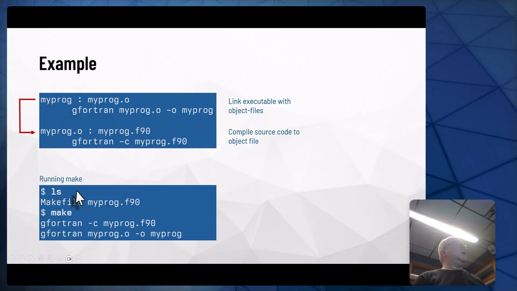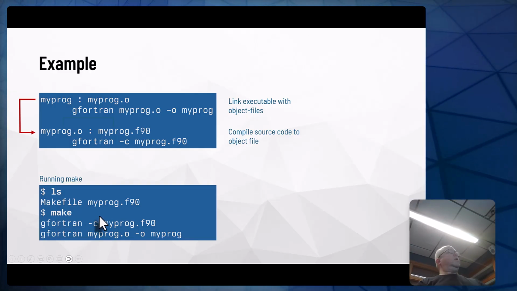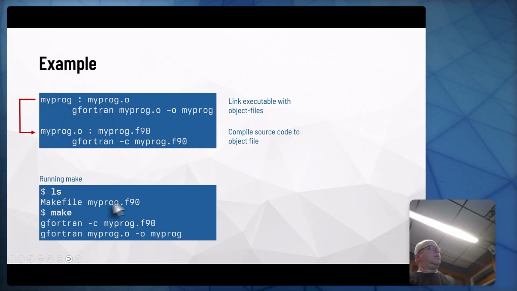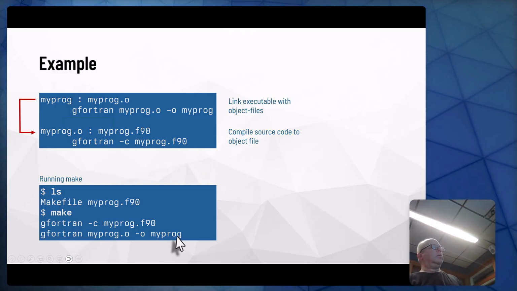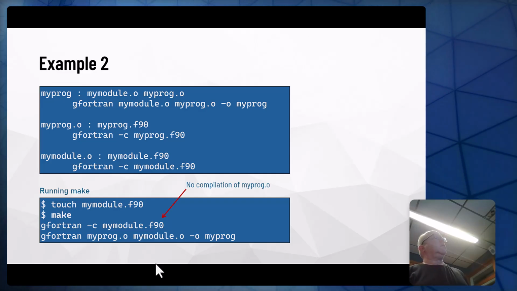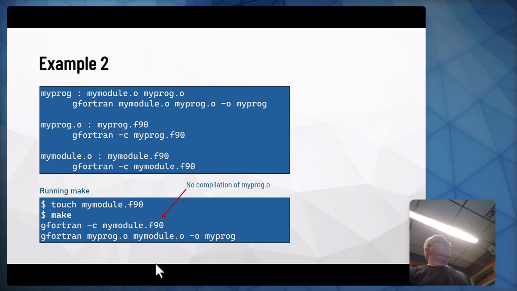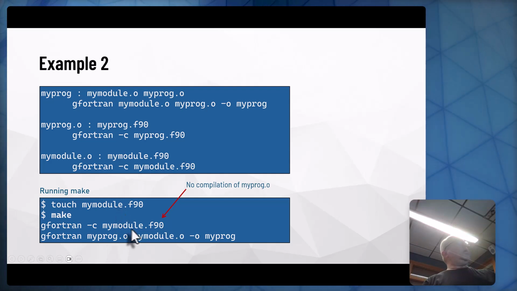So if I look here at ls, I have makefile, myprog.f90. Make, I first need to build the myprog object file. So you can see it first does this rule here, and then it does this rule here. And same thing here, if you touch the file, it will rebuild what is required.